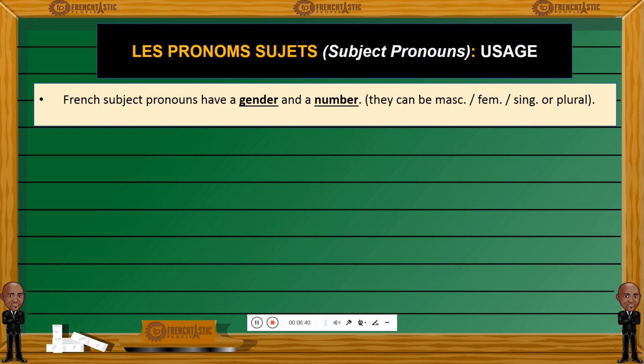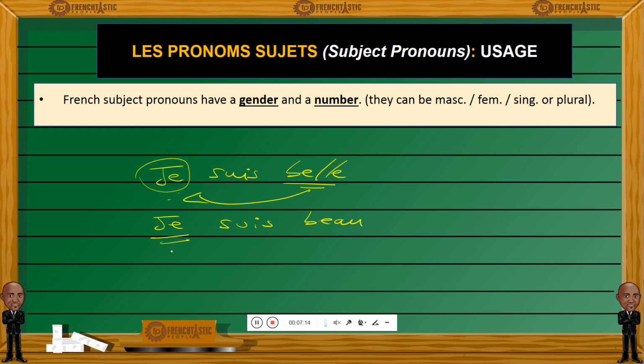When you say je, even je, which means I, je will have a gender. If I say je suis belle, I am beautiful, you will say that the je here is feminine, because belle, which is the adjective attached to je, is in the feminine form. So the je should also be feminine. When I say je suis beau, I am handsome, the je in this case will be in the masculine form. So in French, we have the notions of gender and number for subject pronouns.